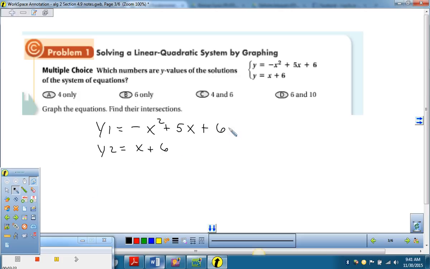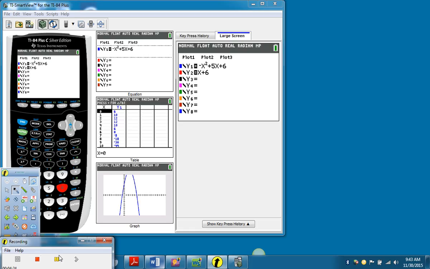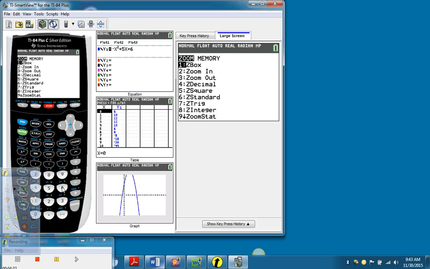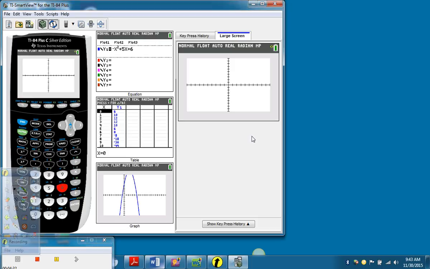And our y-intercept is 6 here. This is a parabola that opens down. Let's just start with zoom 6 to look at the graph. Okay, so we have our first equation in y1 and our second equation in y2, and I said let's start with zoom 6, a standard window just to see. There's our parabola. And there is our line. Now you can see we're kind of short on space at the top of the screen.